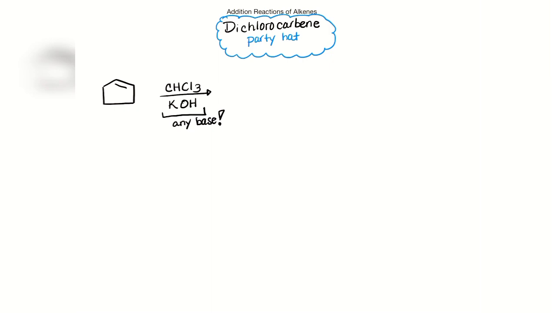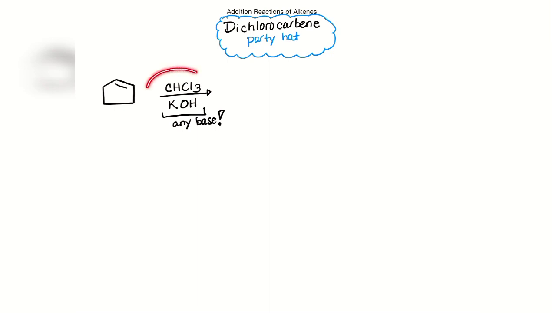Here today we're talking about the addition reactions for alkenes using dichlorocarbene. Well, that's really what we're forming today. And I like to call that a party hat. So get your pens and pencils ready. Again, it's to make sure you come up with fun ways to remember things.